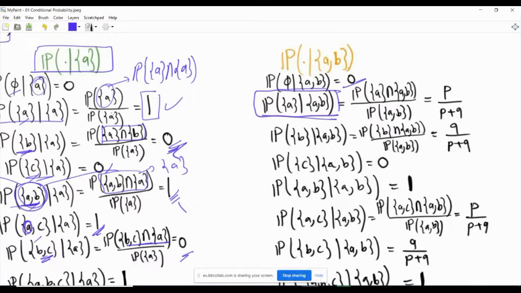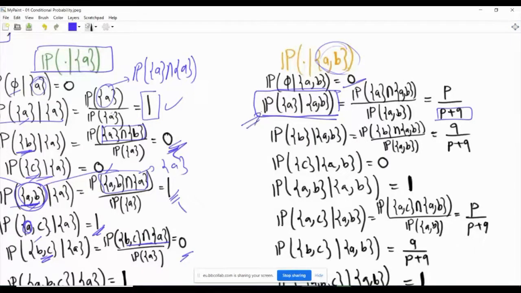Okay, so let's apply the formula. You will do the probability of the intersection divided by the probability of the event you are conditioning on. Now we are conditioning on the event A comma B, and so this is P plus Q. In the numerator, we have the probability of the event A intersection A comma B, and so the intersection is A, and the probability of A is P.